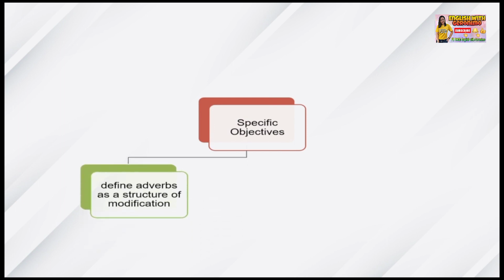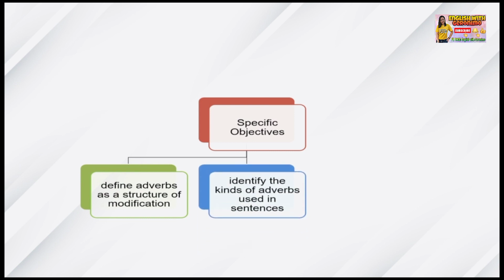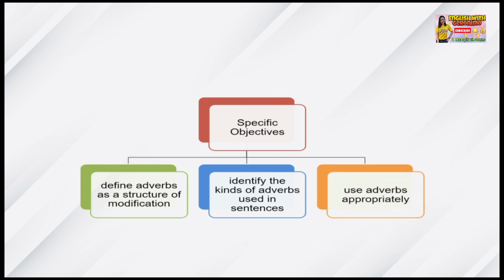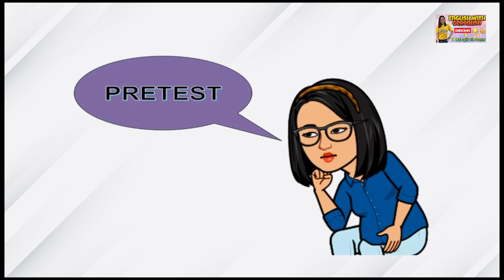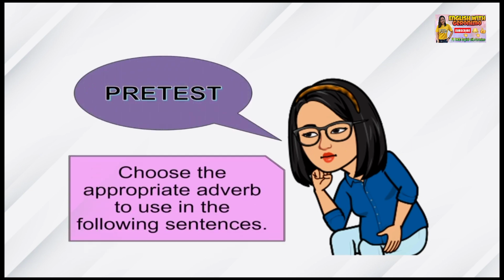This lesson's specific objectives are: define adverbs as a structure of modification, identify the kinds of adverbs used in sentences, and use adverbs appropriately. Before we proceed with today's discussion, let us first try to answer the pretest. Choose the appropriate adverb to use in the following sentences. Write the letter of the correct answer before the number.